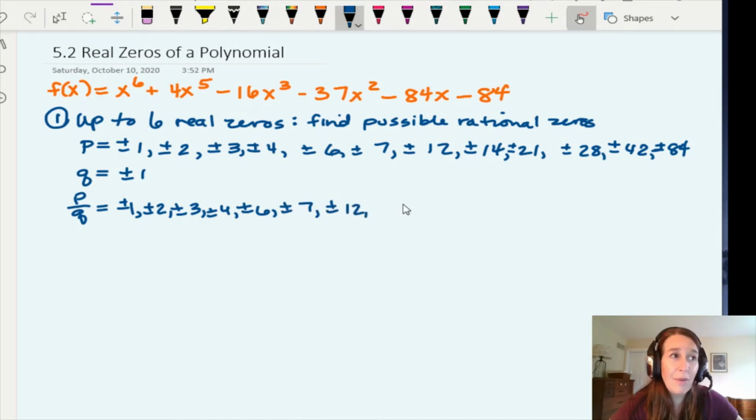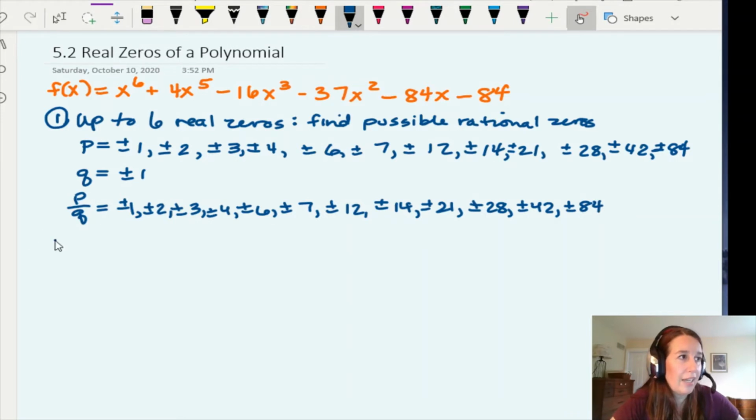And we see that, again, we don't have any fractions. So if our zeros look like they're between numbers, then we know those zeros are irrational rather than rational. So this p over q exercise does help us a little bit in that respect.